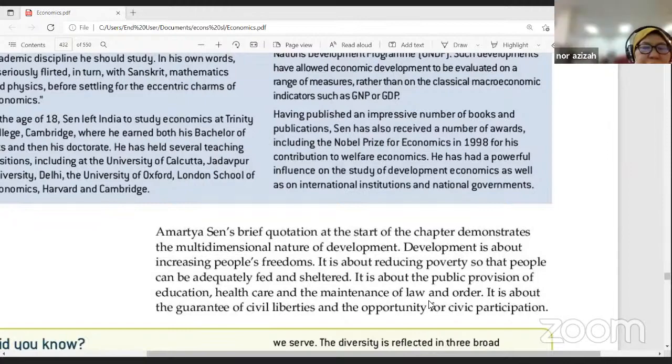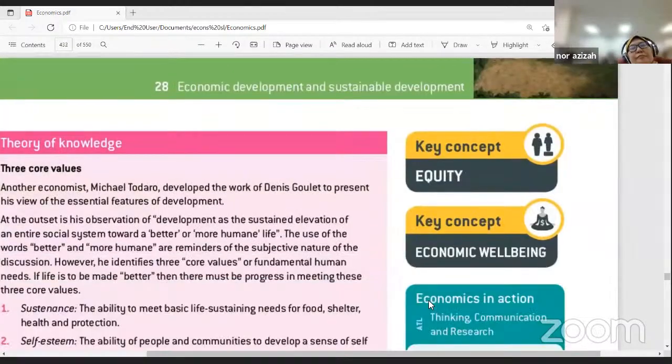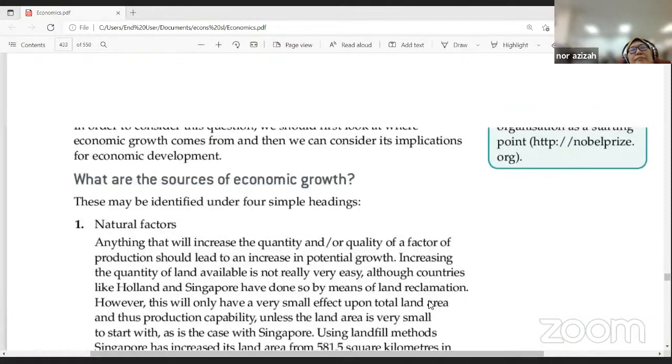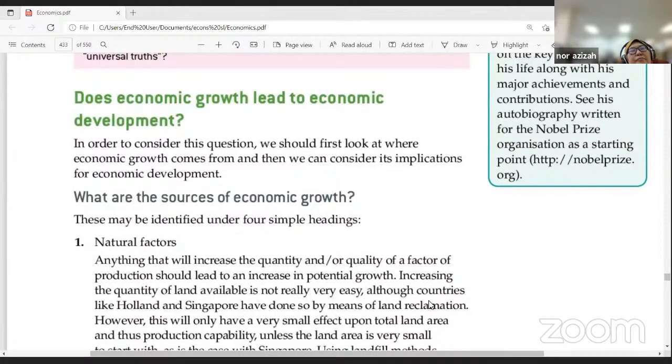The next page, Husna. Dah tak ada? Dia sampai situ. Okay.